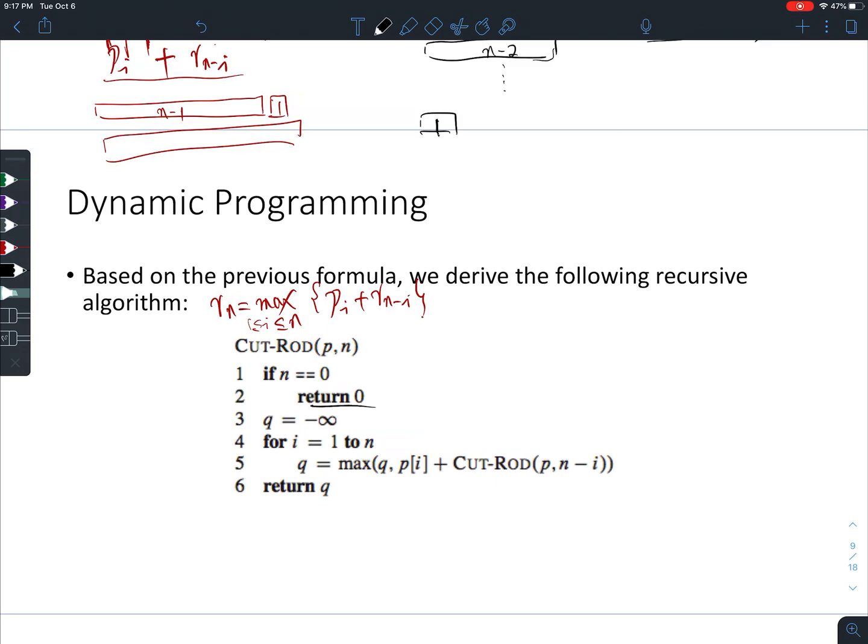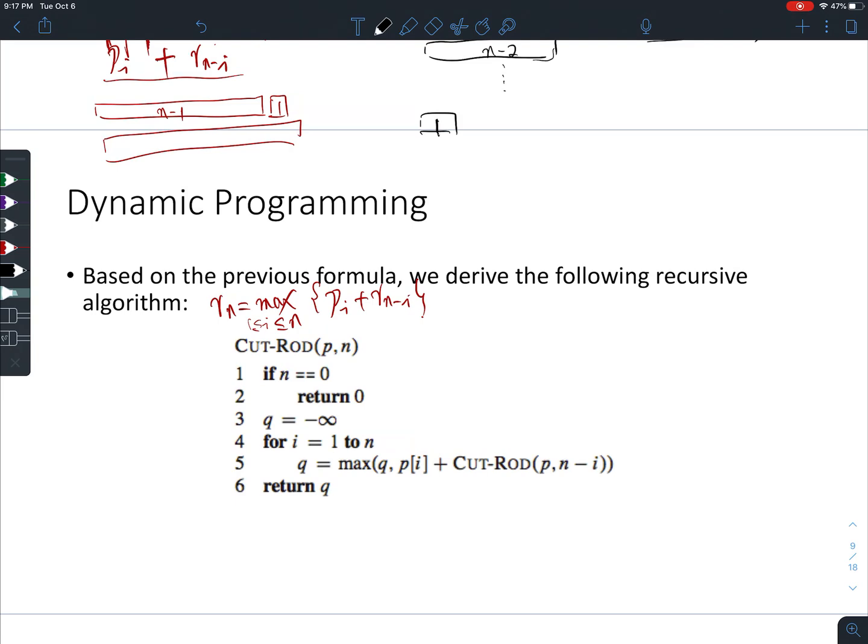And then, if I ask you how much money can you make from nothing, then the answer is just going to be very easy. 0, okay? So yes, that's why we have this part. But otherwise, what it does is this.